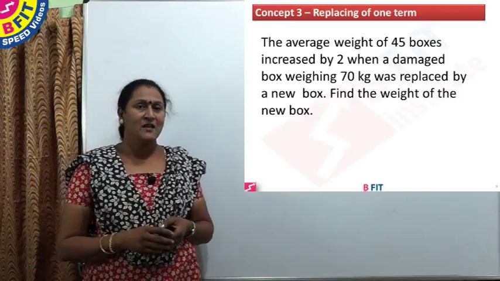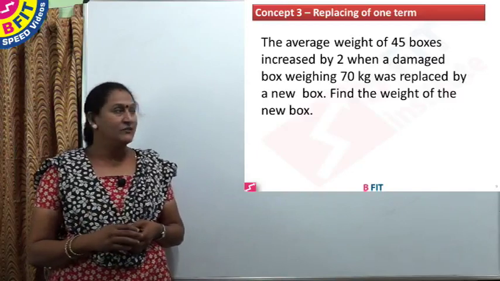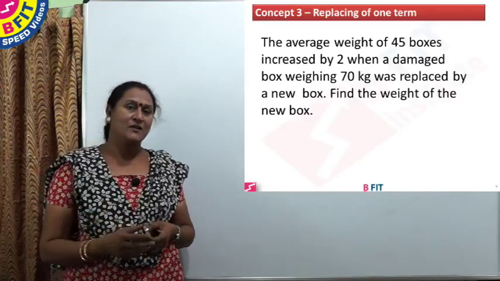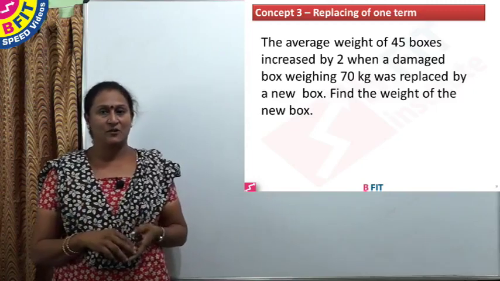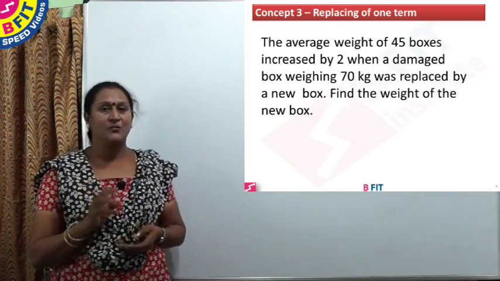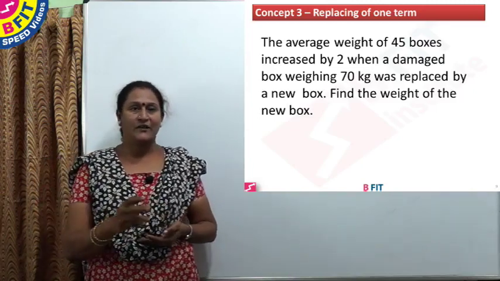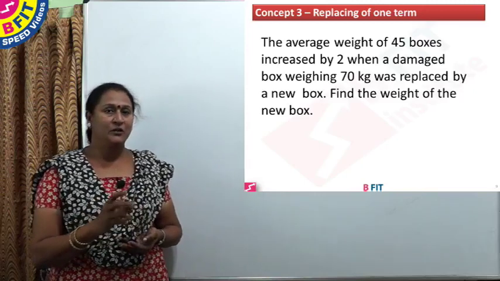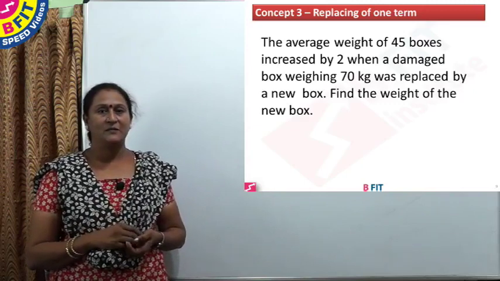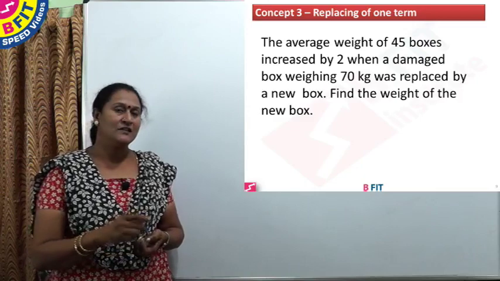So sometimes, instead of asking for the additional term or excluded term when the average is given, they may ask questions where one term is replaced, and we'll see how to work that out. Say for example, the average weight of 45 boxes increased by 2 when a damaged box weighing 70 kg was replaced by a new box. So find the weight of the new box. So we'll see the working.